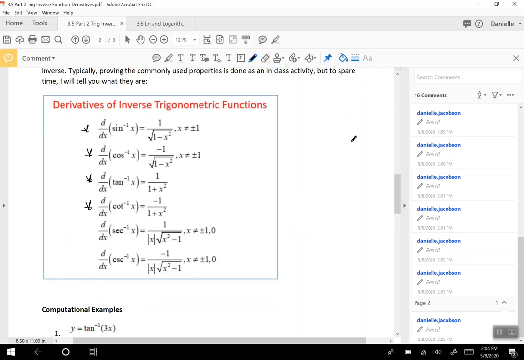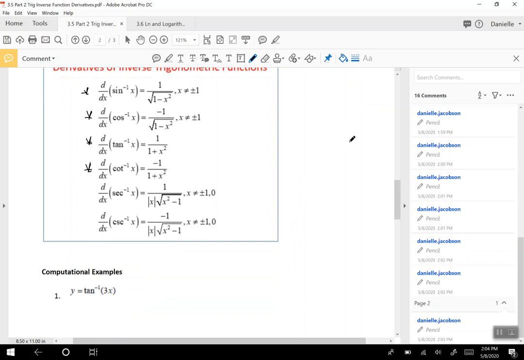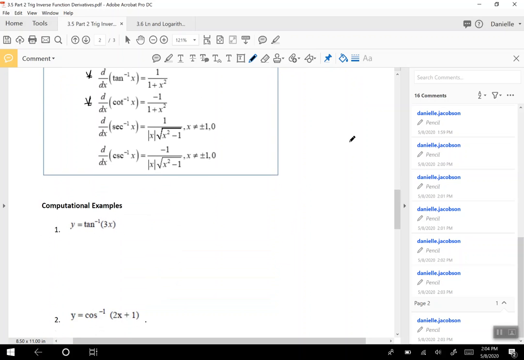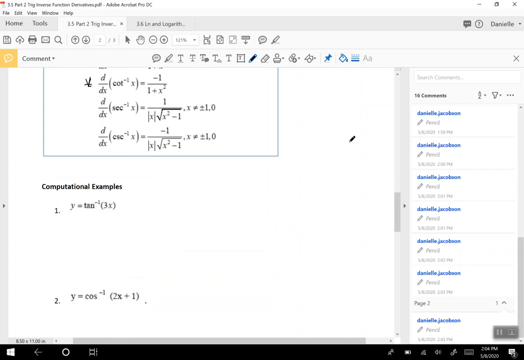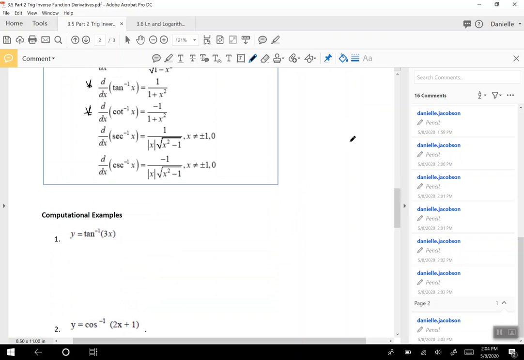Okay, so now let's go ahead and look at this computationally. So you know what the derivative in general form looks like, but of course you want to be able to actually use it when you're doing calculations. So let's look at that. All right, so first computational example, we have y equals tangent inverse of 3x. To take this derivative, you're going to write y prime equals, you want to keep this form.